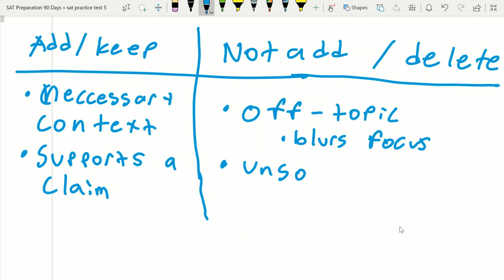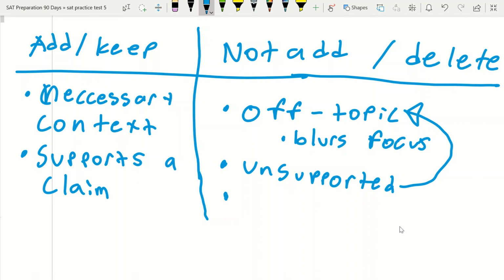If it's something that's unsupported, for example, let's say that it's a claim that doesn't go on to get supported, and generally if a claim is unsupported like that and you're supposed to not add it or delete it, generally it'll be off topic as well. So I'm actually going to put an arrow up here because generally it'll be off topic as well. So a claim that's unsupported, but it'll usually be off topic as well. So that kind of loops back there.